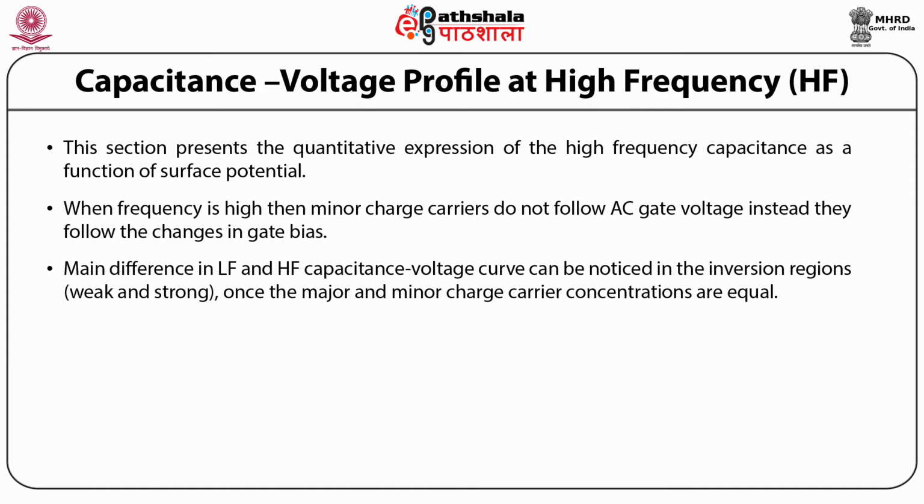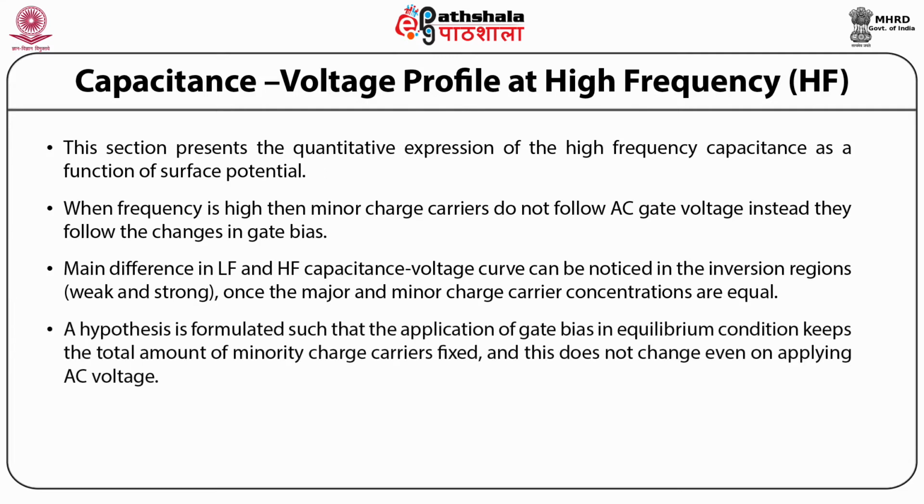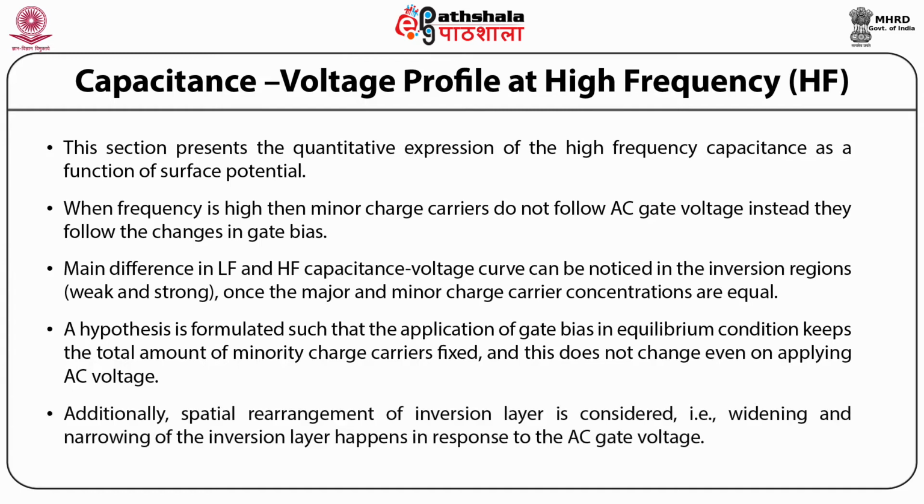Once the major and minor charge carrier concentrations are equal, a hypothesis is formulated such that the application of gate bias in equilibrium condition keeps the total amount of minority charge carriers fixed, and this does not change even on applying AC voltage. Additionally, spatial rearrangement of the inversion layer is considered, that is, widening and narrowing of the inversion layer happens in response to the AC gate voltage.